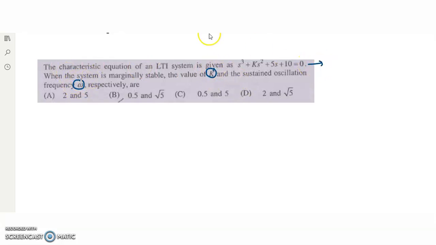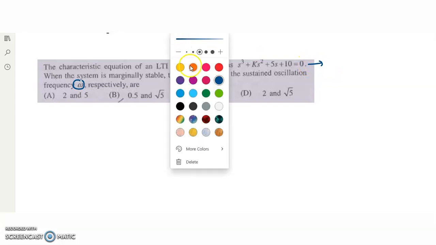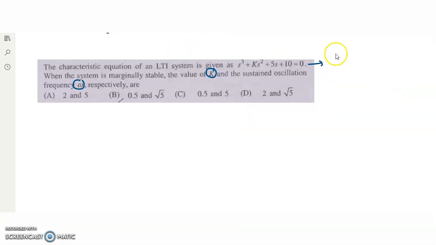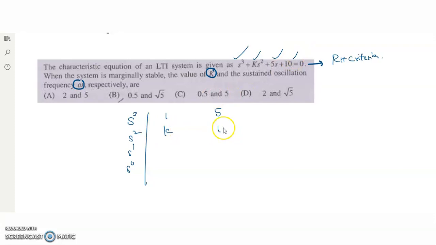By looking at this question, we can tell that it is the RH criteria method. I think all of you might know. By using this Routh-Hurwitz criteria, we can do this solution. So let's take S cube, S square, S power 1 and S power 0. The coefficients of S cube is 1 and S is 5, so let's take 1 and 5 here. The S square coefficient is K and the constant is 10. So K and 10 here.